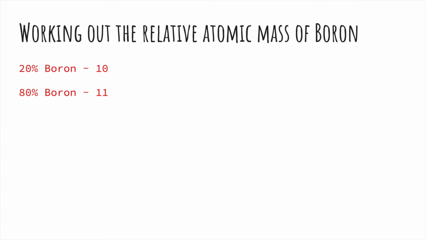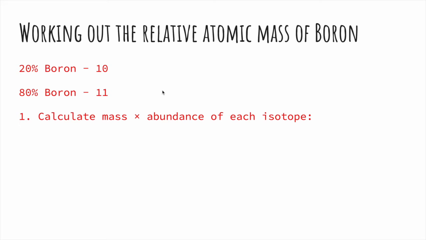So you've used your graph to find that you've got 20% boron 10 and 80% boron 11, and now you're going to work out this relative atomic mass, this mean, and you just have to weight your mean slightly more towards the thing that's bigger. And we do this in 2 steps. So our first step is to calculate the mass times the abundance of each isotope. So that means timesing your percentage, 20 times by 10, 80 times by 11. Okay, and you get these 2 numbers here.